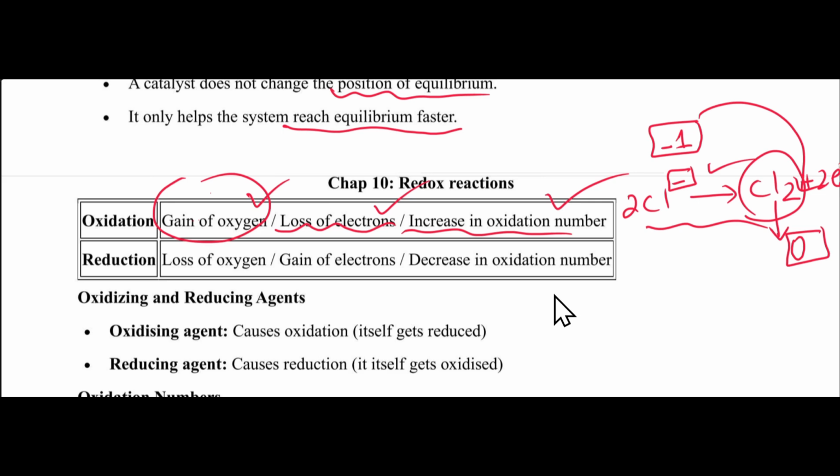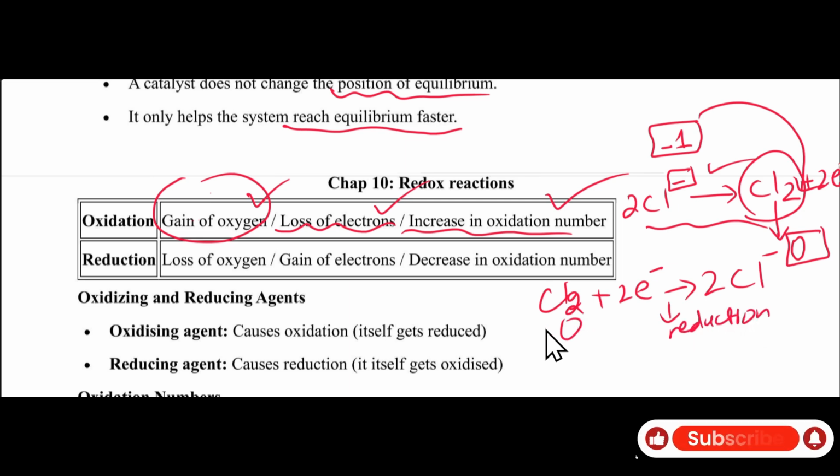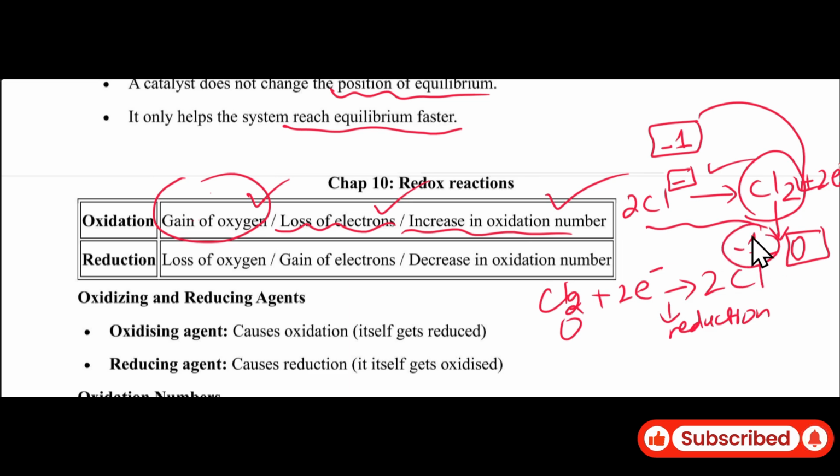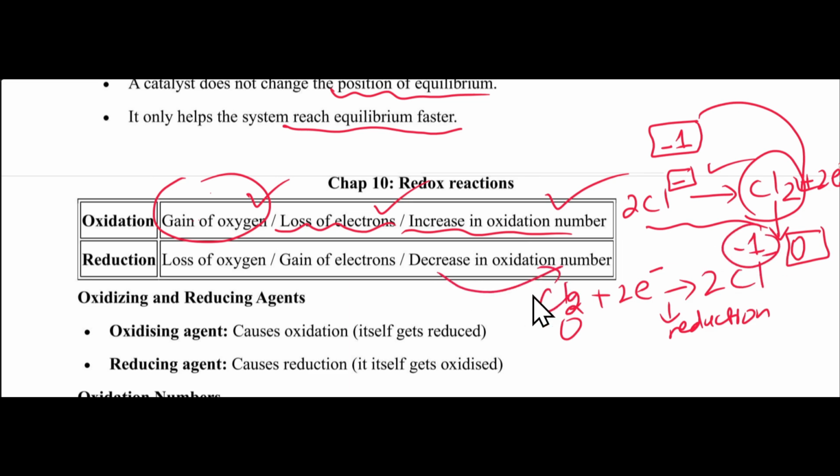For example, if chlorine is gaining electrons, we just write like this. Here we have two chlorines, Cl2, and then it gains two electrons, so it will make two chloride ions in an aqueous solution, for example. Then this is reduction. It is gaining two electrons. Before it has 0 and now it has -1. So what does it mean? The decrease in the oxidation number and gain in electrons, so it is reduction.